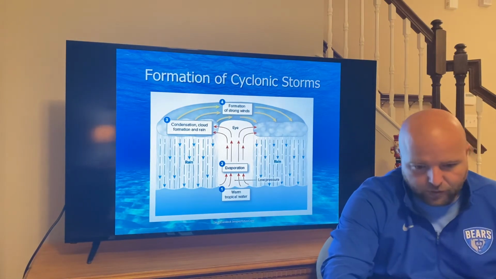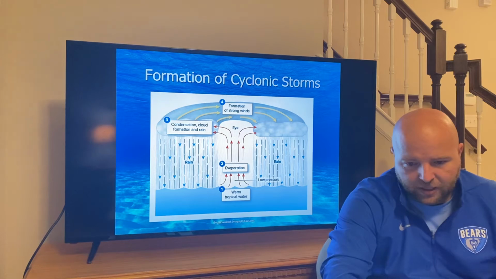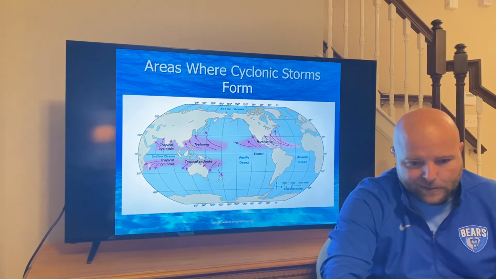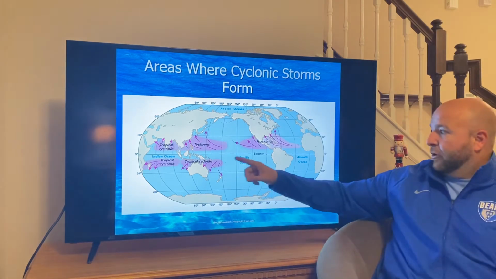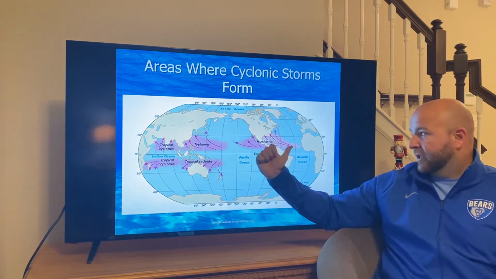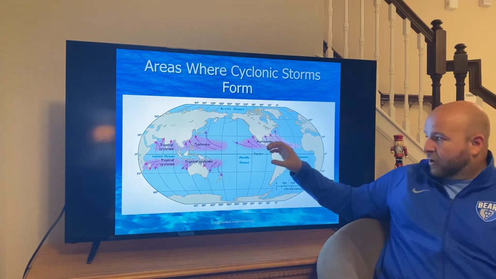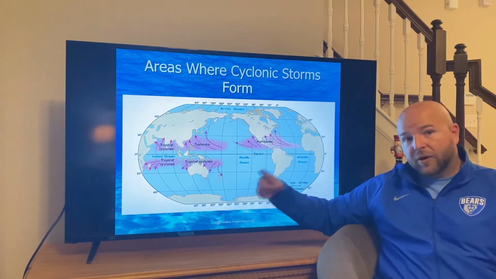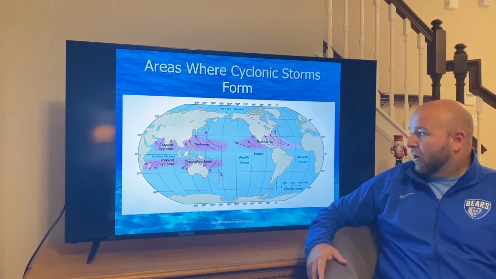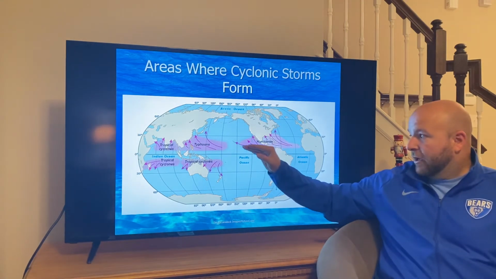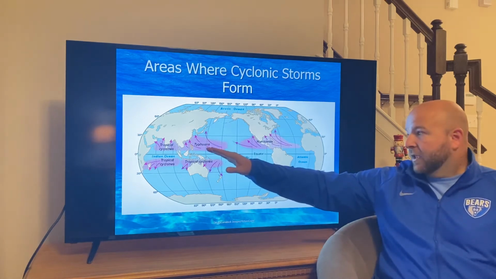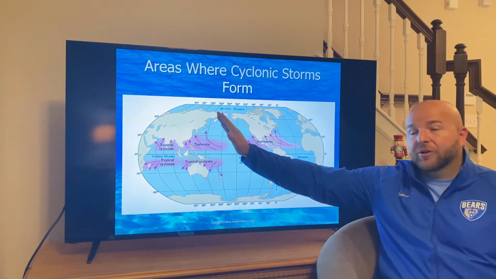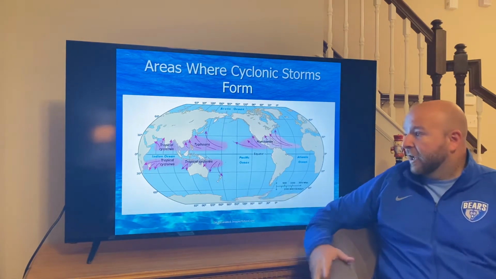We're not going to go into detail with the mechanics of it, just for the sake of time. I do want you to notice that because of the direction of the rotation of the planet, our trade winds are all moving this way because the Earth is spinning this way. We have the Coriolis effect kicking in. All of our storms are going to be moving in that westward direction, and then taking a northward turn in the northern hemisphere, a southern turn in the southern hemisphere.